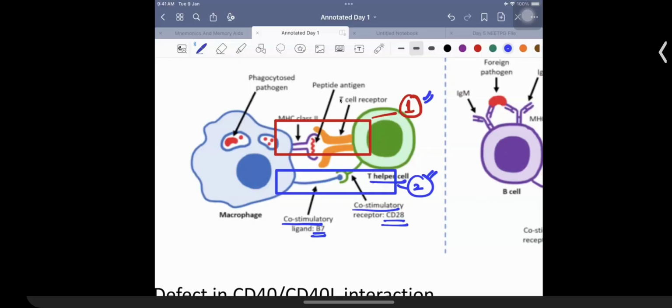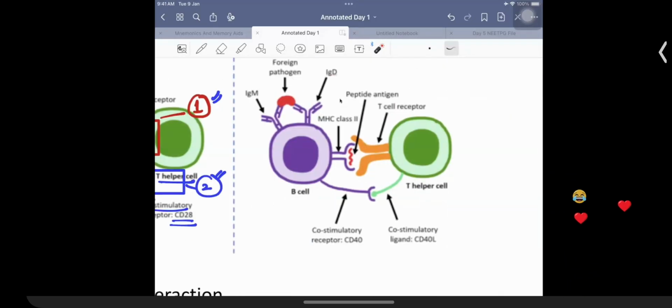The classical example I keep on talking about: driving your car, driving your bike. You start the engine of the car, that is signal 1. You put the car in gear, that is signal 2. So once you start the engine and put the car in gear, only then the car is going to move. So this is signal 1 and signal 2. That is what is important. Only then the T cell is going to get activated.